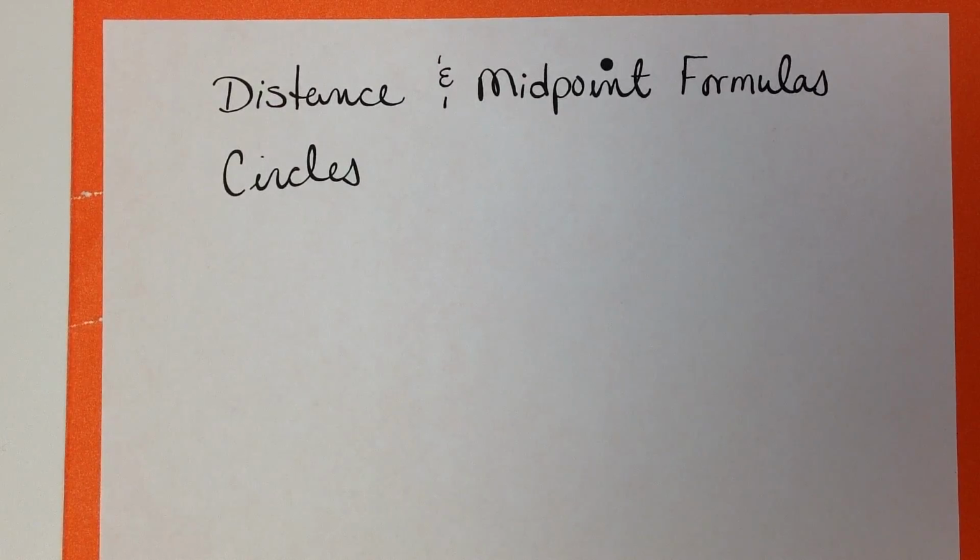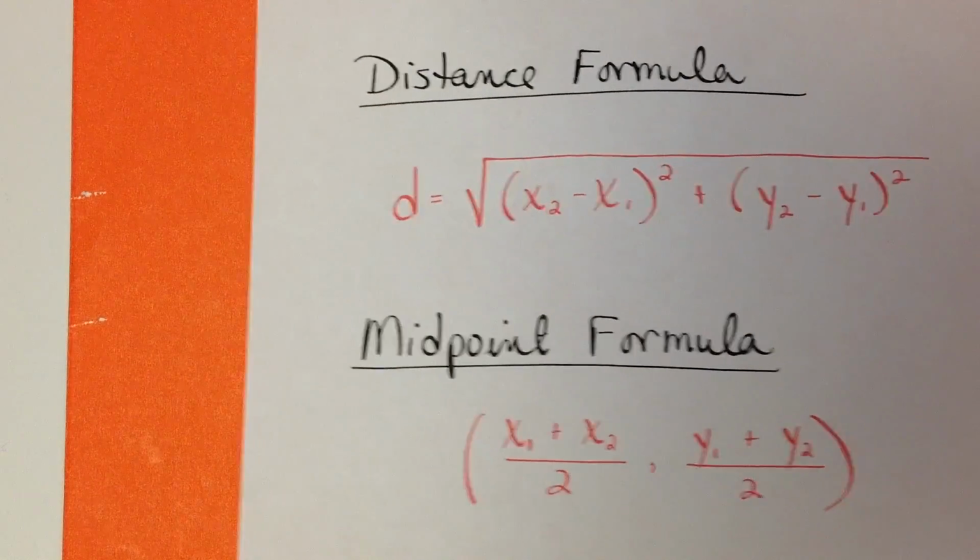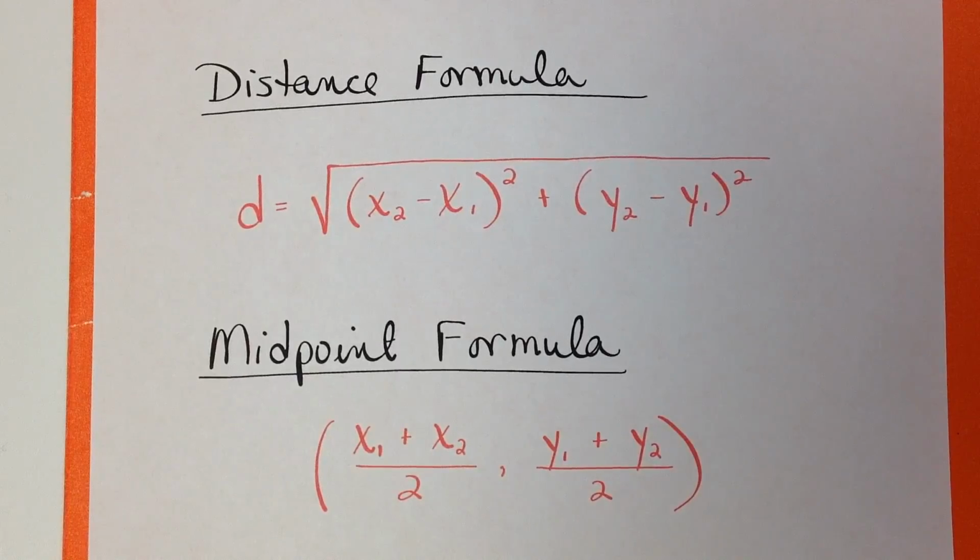In this section, we're going to be first of all talking about distance and midpoint formulas, and then we're also going to be talking about circles in a little bit. Okay, so what I have here are the distance formula and the midpoint formula, which are both formulas that you have worked with before.